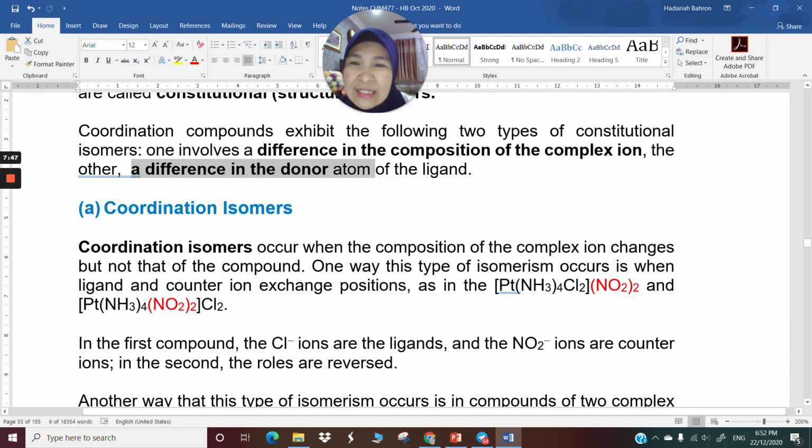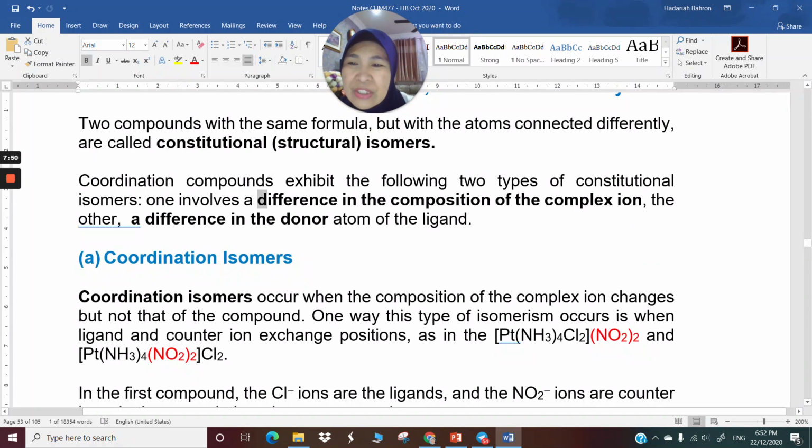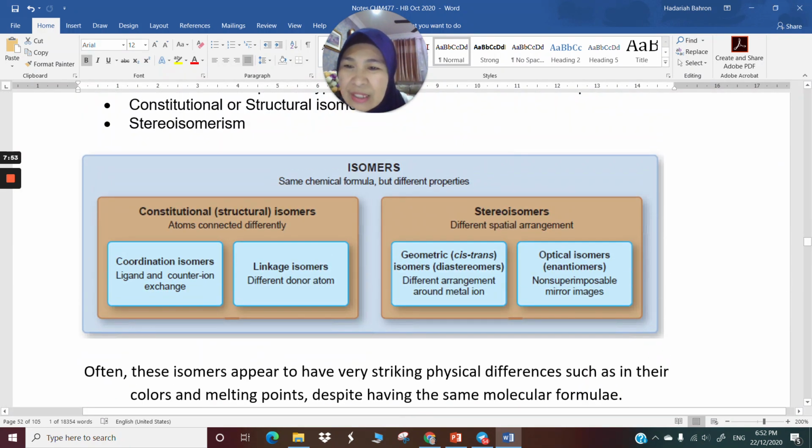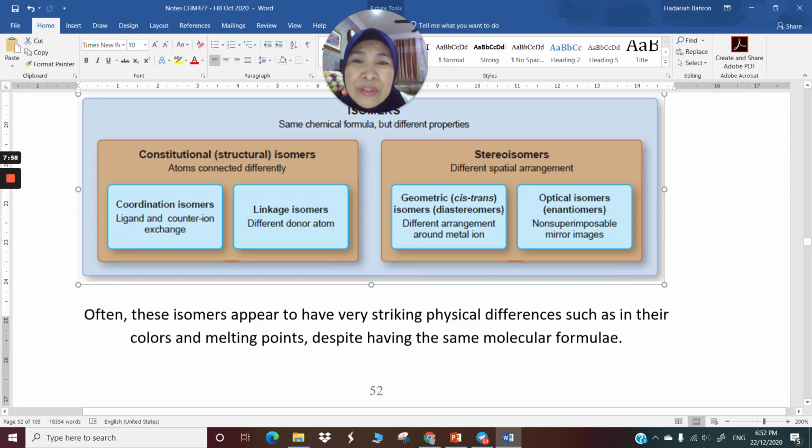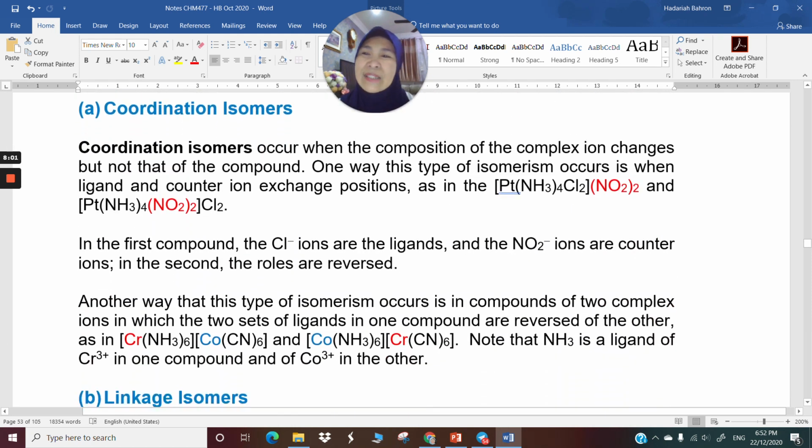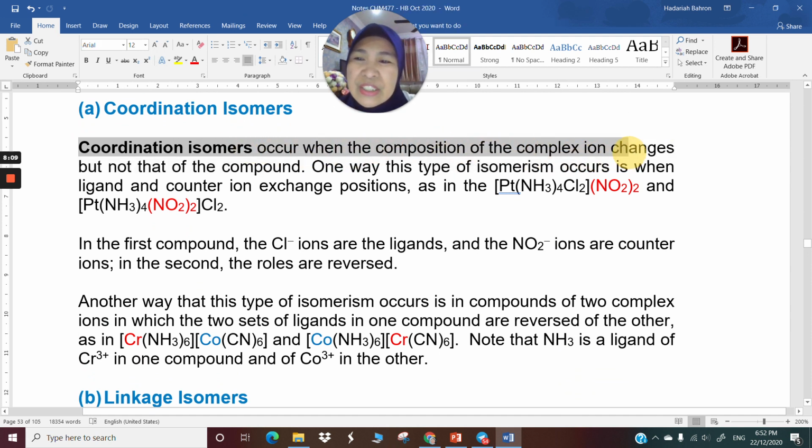Okay, let's see what this one is first, about the coordination isomer. Let's have a look here. Coordination isomer is when ligand and counter ion undergo exchange. Coordination isomers occur when the composition of the complex ion changes, but not that of the compound. The compound remains the same, but the composition of the complex ion, the species in the square bracket, changes. One type of this isomerism occurs when ligand and counter ion exchange positions.